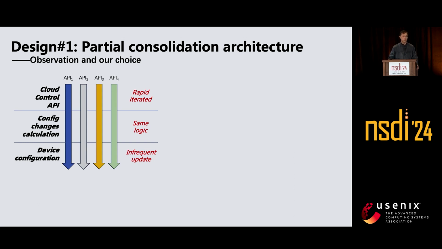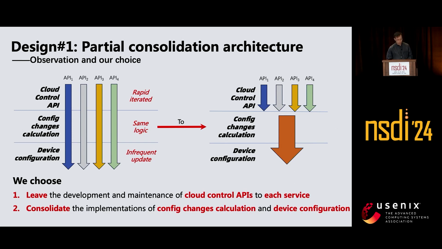The second step is the config change calculation part. That part we can express in similar logic. The third step is device configuration. The device itself might not change as frequently as the service, but it still updates. According to this observation, we will leave the cloud service part to each service team. They will do whatever they want and iterate as fast as they want. But we will consolidate the configuration change calculation and device configuration part into a single platform, to reduce OpEx and make sure things will not be redundant.